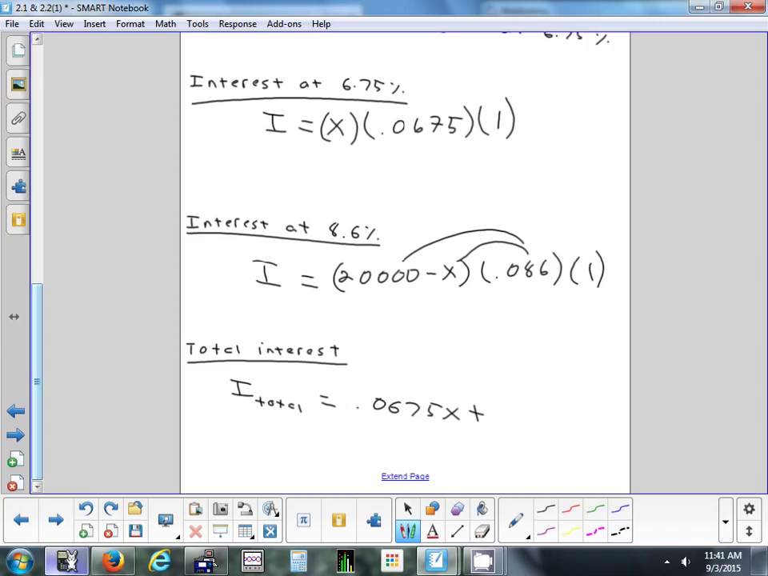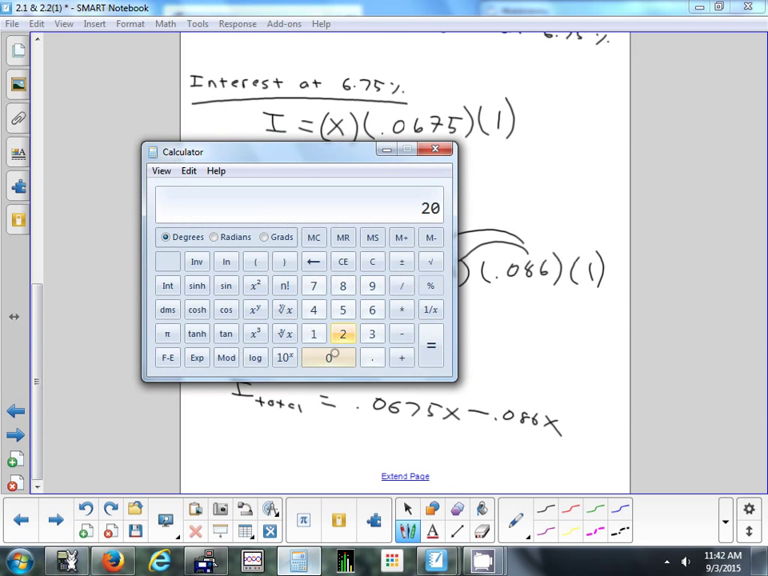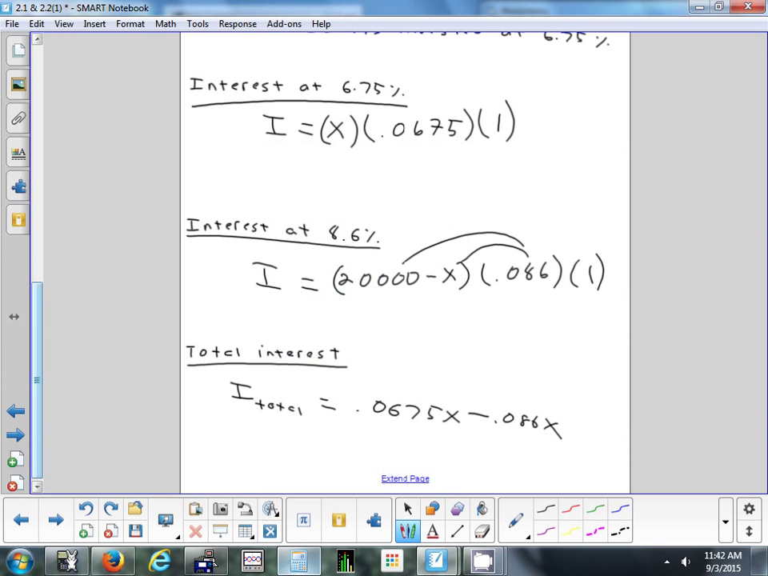So it's actually going to be a minus, I'm just putting my like terms together, 0.086x. And then 0.086 times 20,000. 172. What is it? 172, thank you. Oh, 1720. There's a 0 there. What is it? 1720.